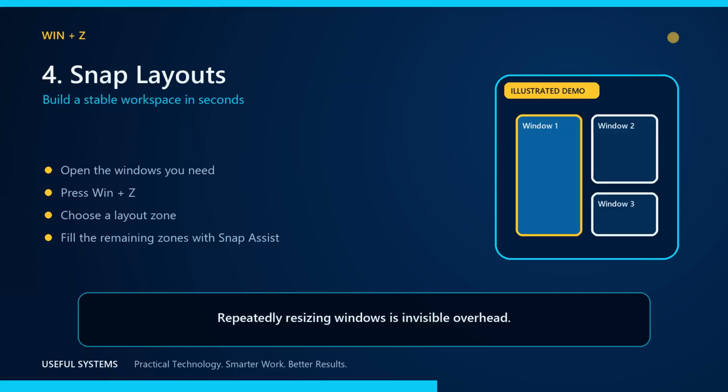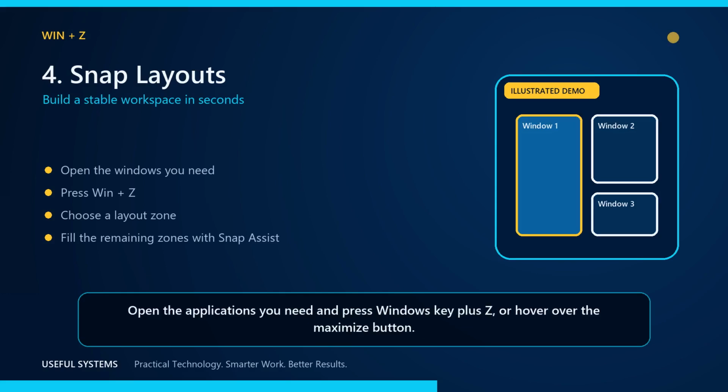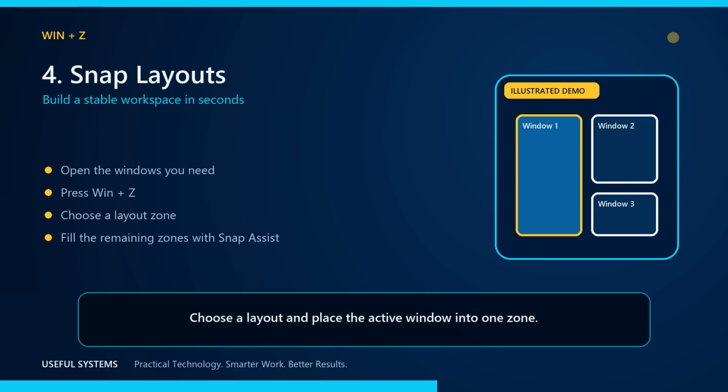Repeatedly resizing windows is invisible overhead. Snap Layouts removes it. Open the applications you need and press Windows key plus Z, or hover over the Maximize button. Choose a layout and place the active window into one zone. Snap Assist then offers the other open windows for the remaining zones.